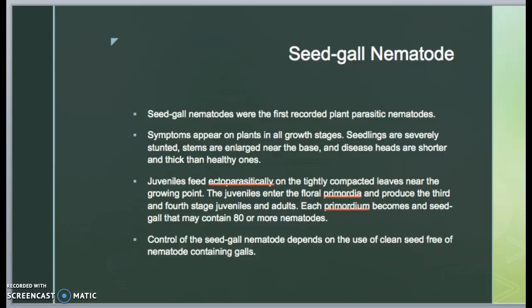Juveniles feed ectoparasitically on the tightly compacted leaves near the growing point. The juveniles enter the floral primordia and produce the third and fourth stage juveniles and adults. Each primordium becomes a seed gall that may contain 80 or more nematodes. Control of the seed gall nematode depends on the use of clean seed free of nematode-containing galls.